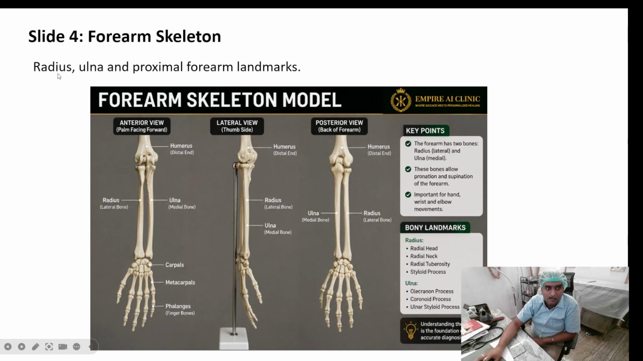Forearm skeleton. You can see the radius, ulna, and proximal forearm landmarks. This is the humerus, radius, ulna, carpus, metacarpus, phalanges, and lateral side. You can see this also. This is the posterior view. So all these three views you can see.